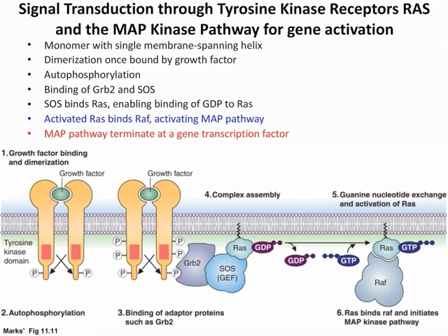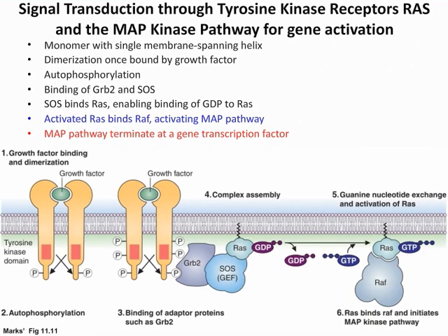So in step 1, we have two monomers. Remember those yellow things? They are going to dimerize as soon as a ligand binds to them. So in step 1, growth factor binds to it, and they dimerize. Step 2, autophosphorylation occurs. Remember those pink boxes are tyrosine kinase domains. They're going to phosphorylate themselves, so that's autophosphorylation.